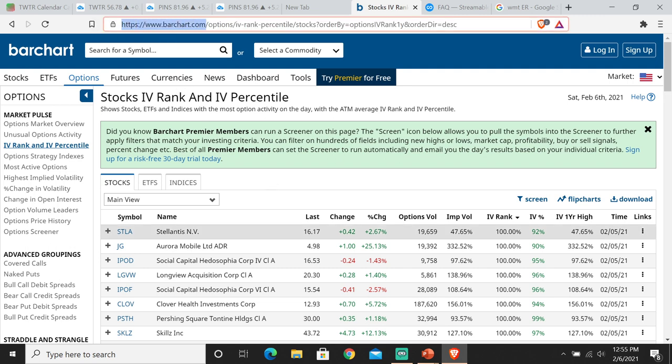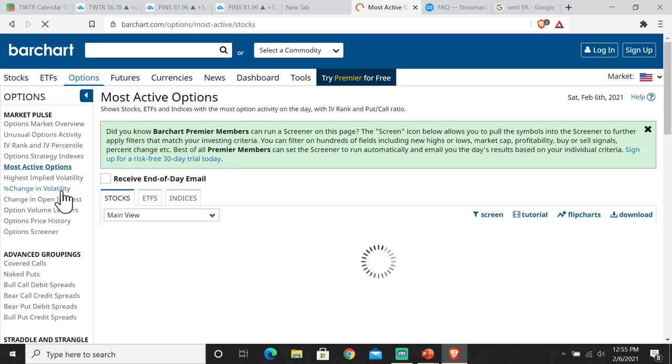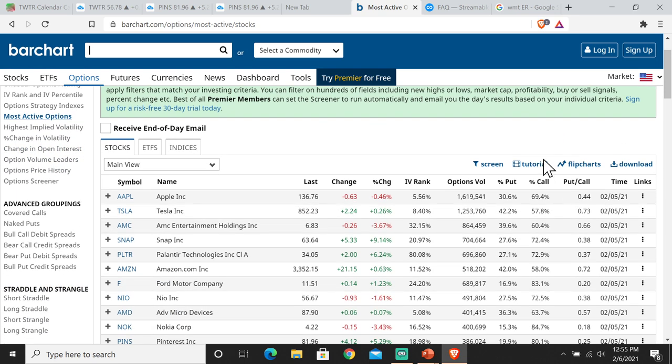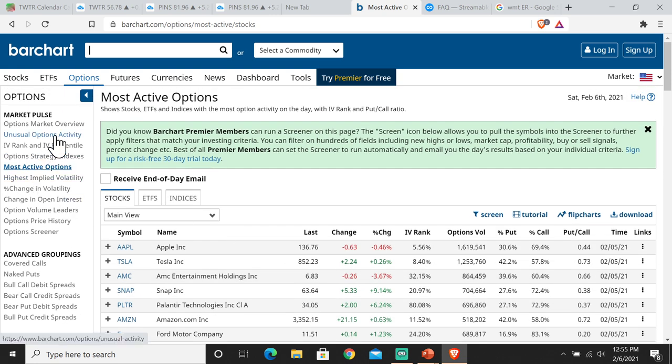Useful tool for researching those IV differences or just options in general. Like, hey, what's the most active options? Change in open interest. Open interest is how many people are still holding certain contracts at the end of the day. If there's a lot of volume on that, that means there's a lot of interest in it, right? That's why it's called open interest. But yeah, you can see pretty much everything here.